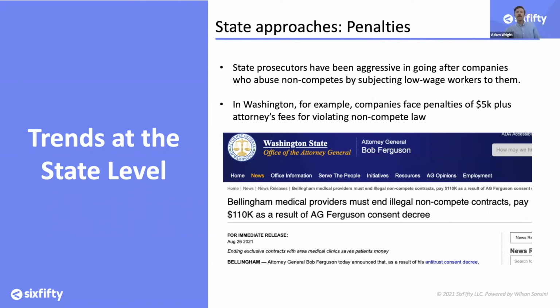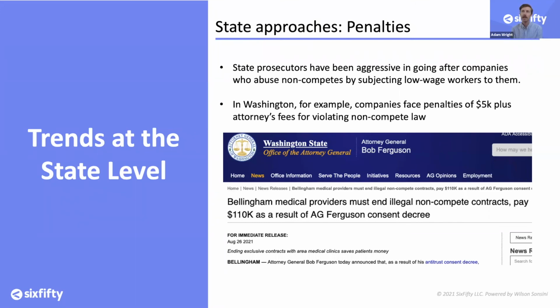So this is the last approach that we're going to talk about that we're seeing at the state level. So the penalties, the risks that are associated with using unenforceable non-compete agreements. State prosecutors across the country have recently become more aggressive in going after companies that are abusing non-competes by subjecting low-wage workers to them.